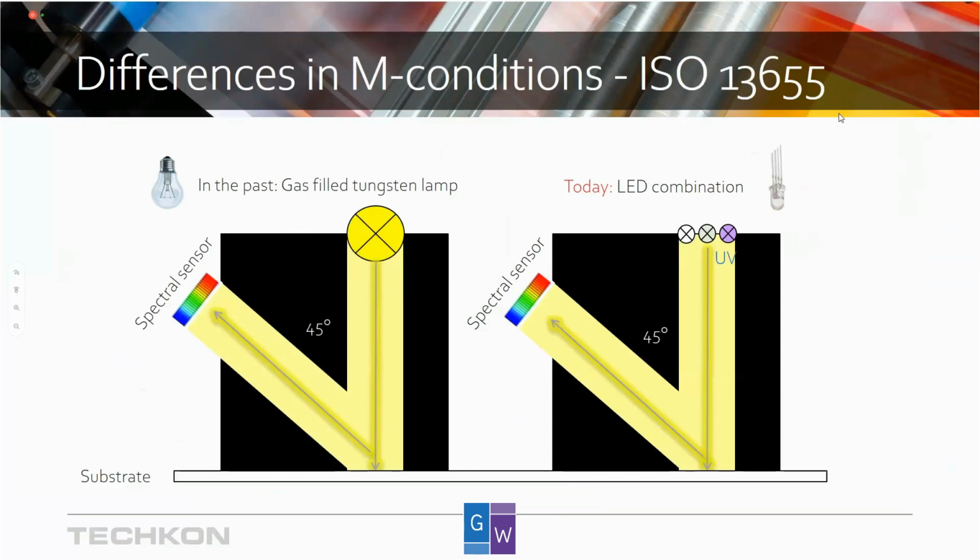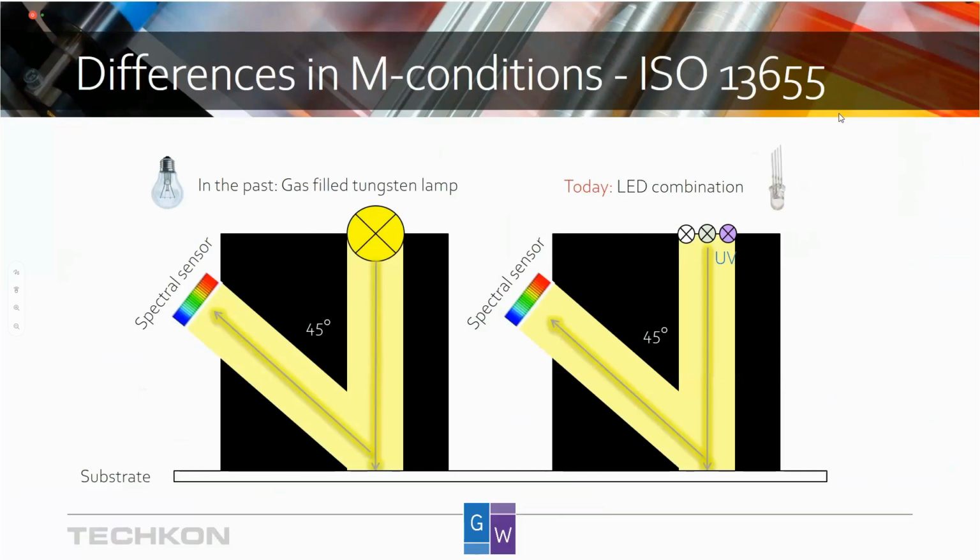it was also a challenge for us because we had to completely develop a new type of spectrophotometer. In the past, these kinds of color measuring instruments used gas-filled tungsten lamps. That was not able to fulfill the requirements of the ISO standard. So we had to use a combination of LED technology to create a certain illumination.